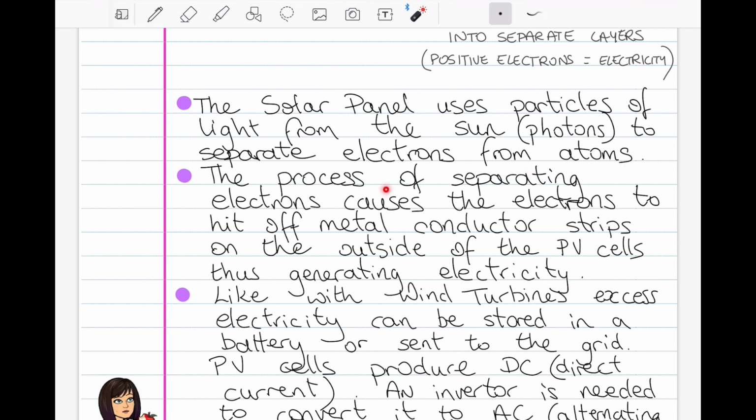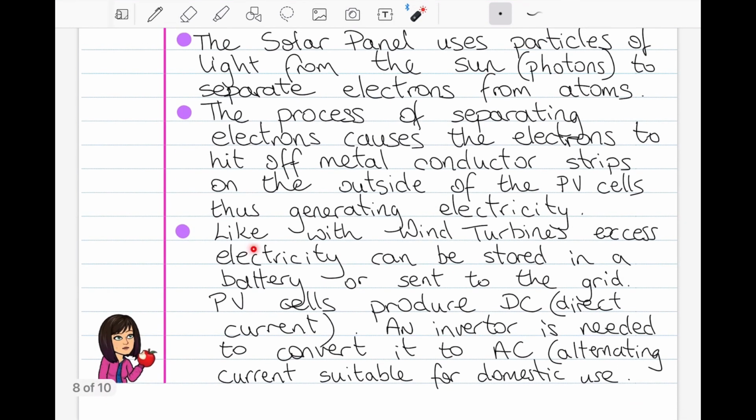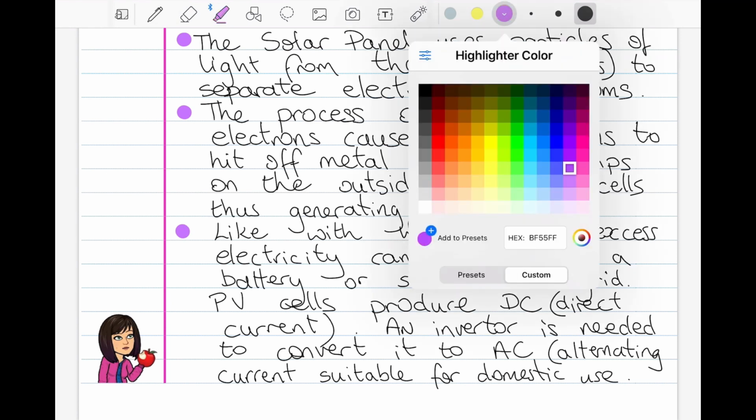The process of separating the electrons causes the electrons to hit off a metal conductor strip on the outside of the PV cells, and this is what generates electricity. Again, like with the wind turbines, excess electricity can be stored in a battery or sent to the grid, and PV cells produce direct current, but an inverter again is needed to convert it to AC, suitable for domestic use. Okay, so fix something there now, sorry.